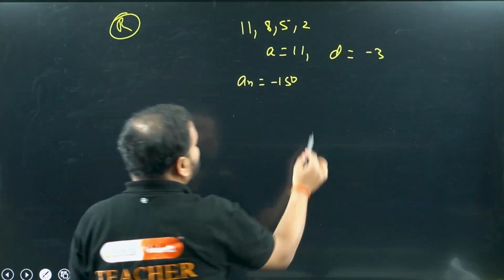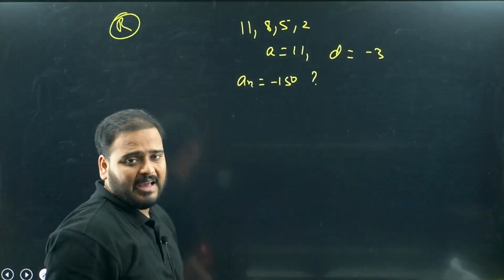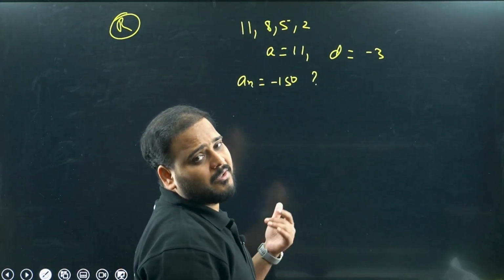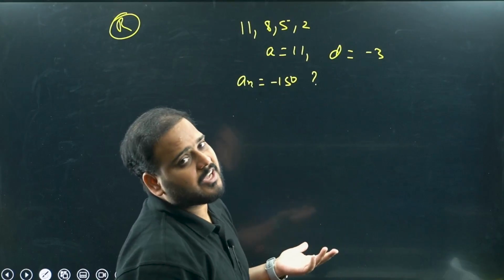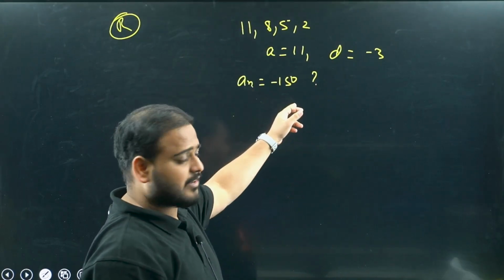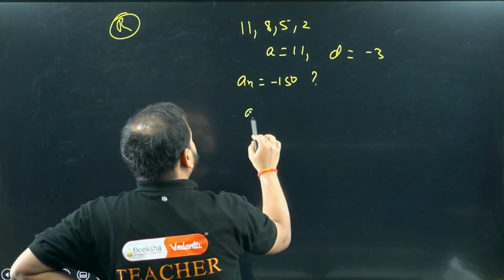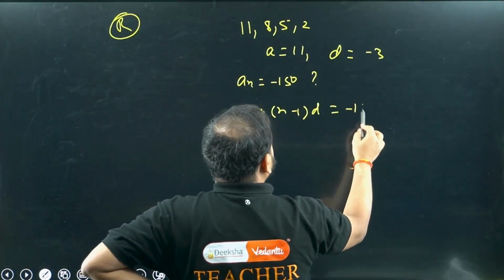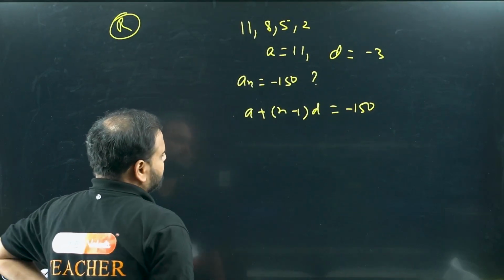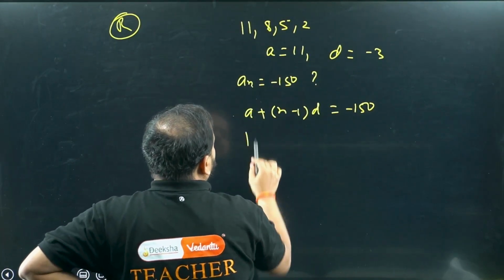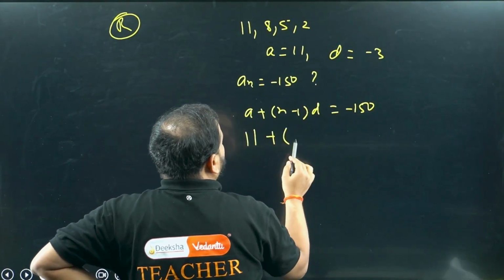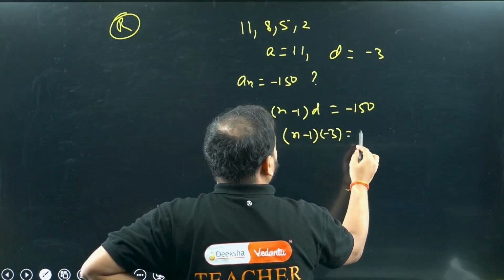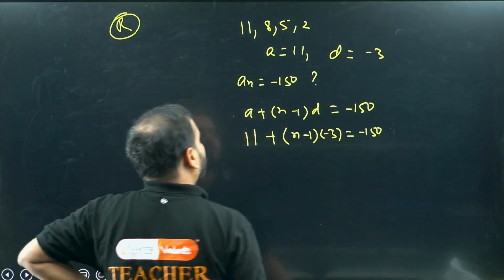So when can this be possible, bacha? If n is a natural number, right? The number has to be natural. Which term? First term, second term, third term. We won't say zero term, we won't say negative term, we won't say fractional term. So n has to be a natural number. Check for that. What's the an formula? A plus n minus 1 times d equals minus 150. What's a going to be? 11 plus n minus 1, d is minus 3, equals minus 150.